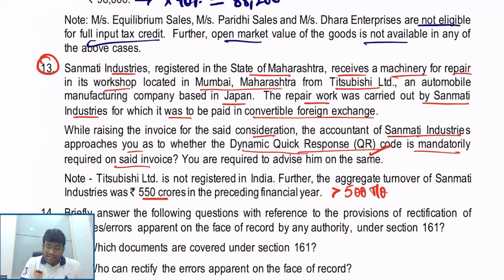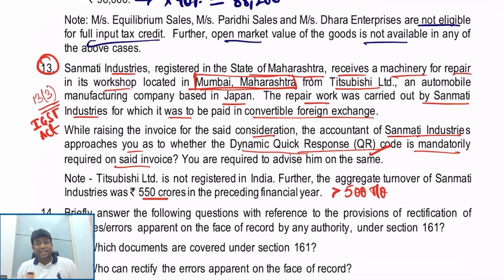Here, if you observe, this is basically a performance related service given by 13(3) of the IGST Act. Basically, we're talking about services which require physical presence of the goods. Place of supply is the place where services are actually performed. That is nothing but Maharashtra. So place of supply will be Maharashtra. So if you observe carefully, supplier is in India, recipient is located outside India, place of supply is in India, and payment is received in convertible foreign exchange.